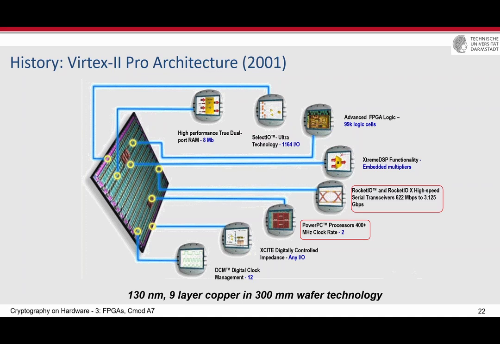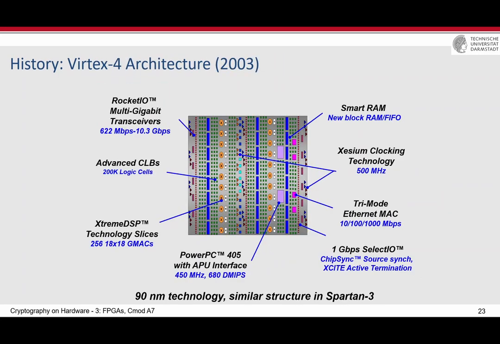I mean, the core, for example, works with 1 volt, but the I/O works with minimum 1.8 volts, or 2.5 volts. Then afterwards, after 2 years, we had the Virtex 4 architecture, again 90 nanometer technology, and also with the Spartan 3. You see many more things like the smart RAM, rocket I/O multi-gigabit transceivers, advanced CLBs. I mean, similar to what you just have seen for 7 series, similar, not exactly the same.